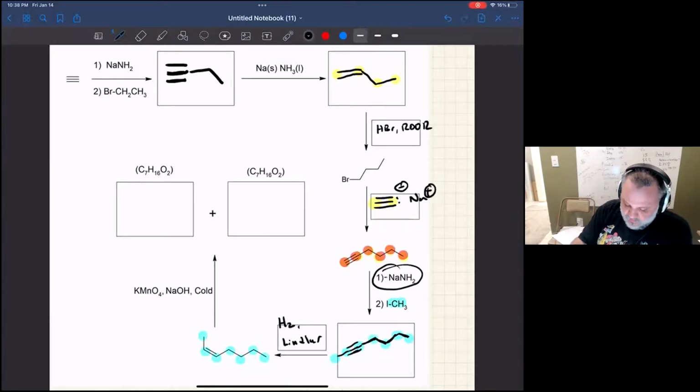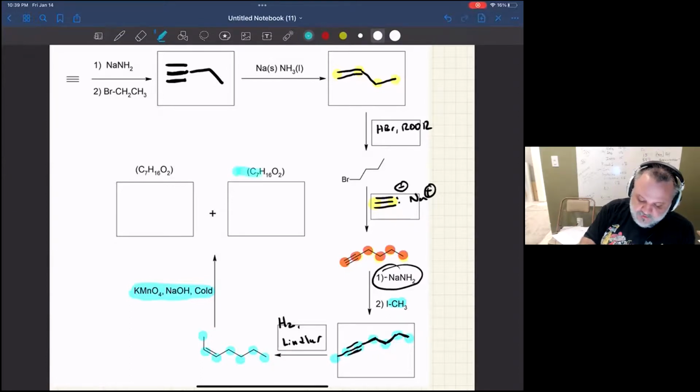Okay, so what's going on here? On this one, I've got potassium permanganate, sodium hydroxide in cold conditions. This is the formation of a diol. I do have some clues. So I am going to form a diol, and that's where these 2 oxygens come in. I'm going to have 7 carbons, which I already have. There's 3, 4, 5, 6, 7. So everything else is just hydrogens.